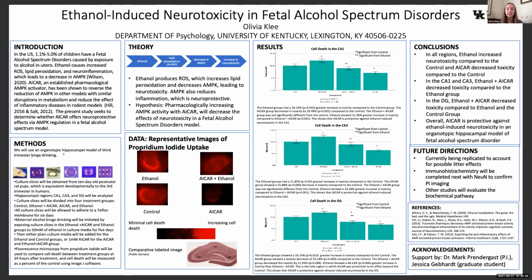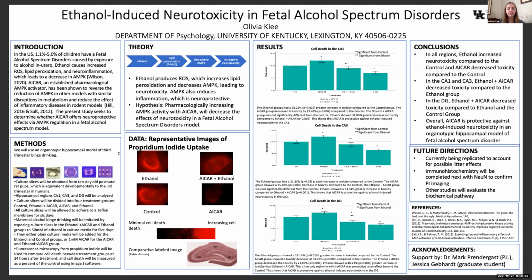Third, we had the ethanol plus ICAR group, which was exposed to ethanol for 5 days and then exposed to ICAR. That would simulate binge drinking followed by this ICAR-containing drug. And finally, the ICAR group was our positive control. We stained the slices with propidium iodide and used fluorescence microscopy to analyze the amounts of cell death after 24 hours in 3 different regions of the hippocampus: the CA1, CA3, and dentate gyrus.